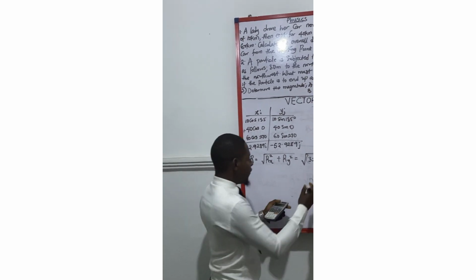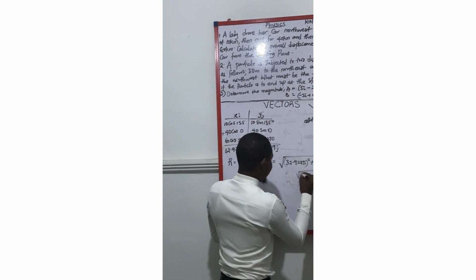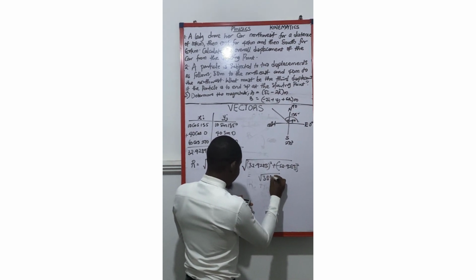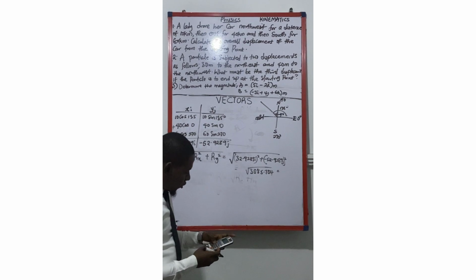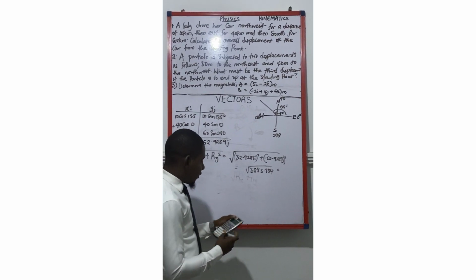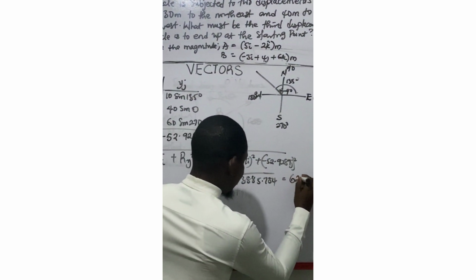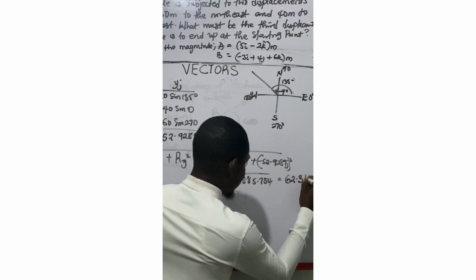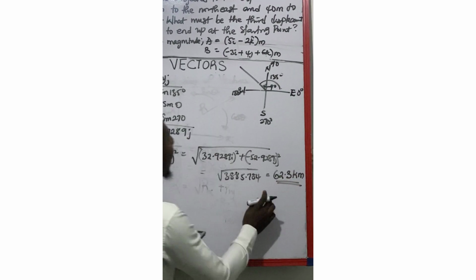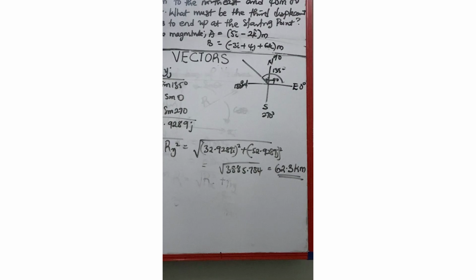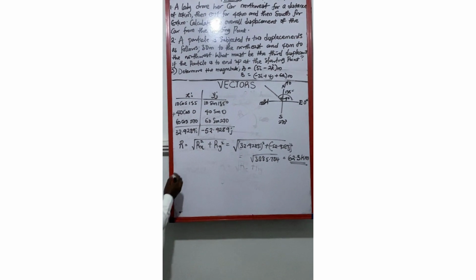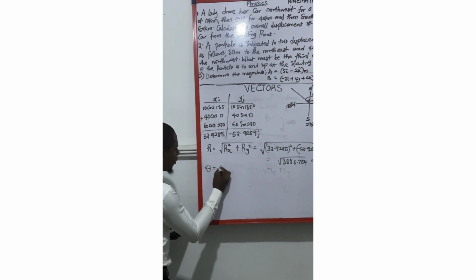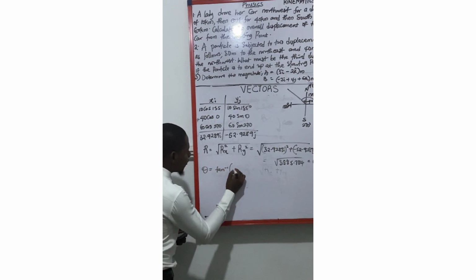So we are going to have the square root of 3885.784, and when you take the square root of that, we are getting 62.33 kilometers. And that is the displacement in size, as in the magnitude. Now let's go and get the direction. The direction theta is going to be tan inverse of what?